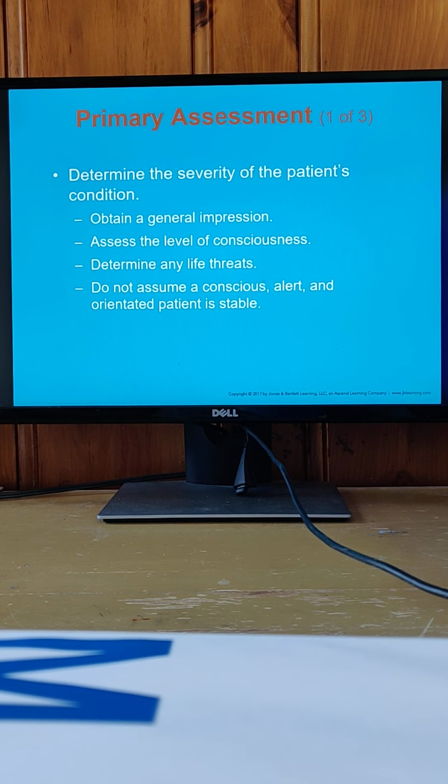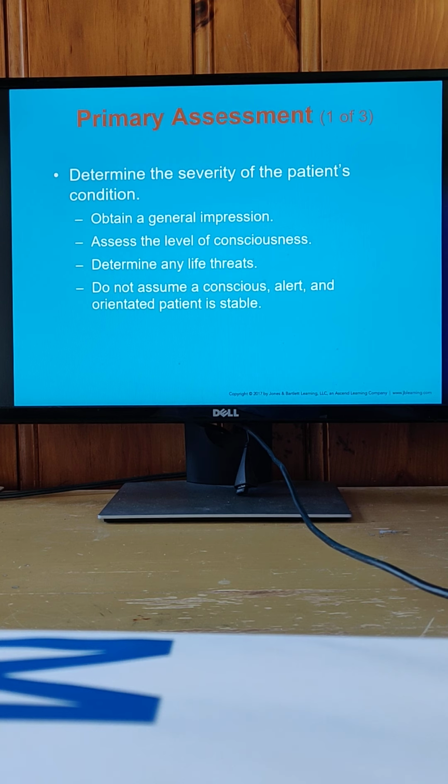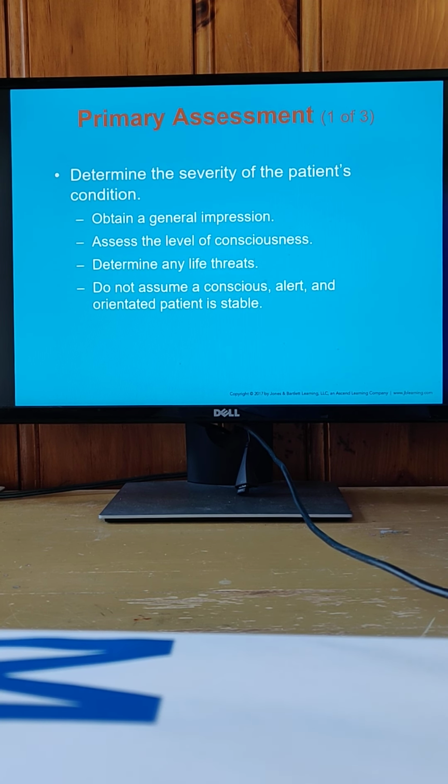Primary assessment. Determine the severity of the patient's condition. Obtain a general impression. Assess the level of consciousness. Determine any life threats. Do not assume a conscious, alert, and oriented patient is stable.